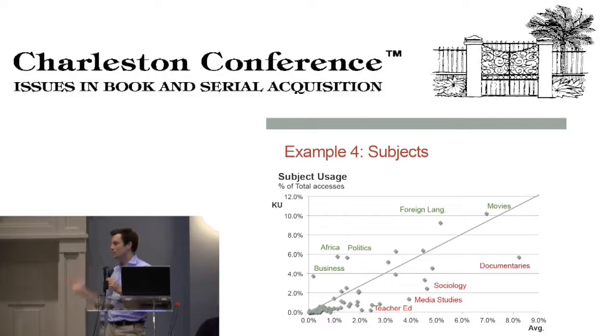This is one final one, and then I'll be done. This was just subject usage. This was really interesting for Kansas, where they were looking at, okay, what's the usage of resources by subject vis-a-vis other benchmark campuses. Anything right of the line means that they're seeing lower usage than benchmarks. Anything above the line is saying that they're getting more usage of those subject areas than other campuses on our platform.